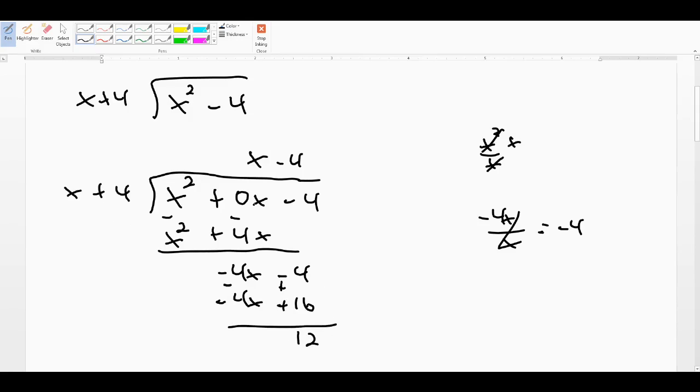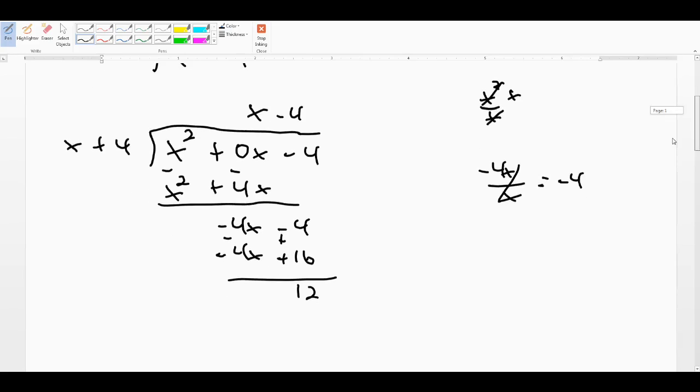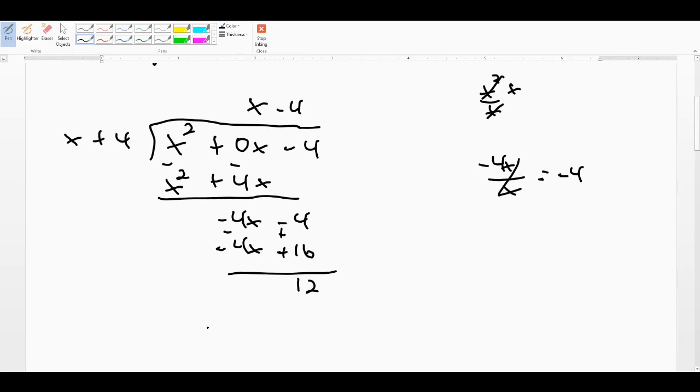But we don't use the remainder in our oblique asymptote, because the oblique asymptote, or slant asymptote, whichever book you're using may use that word, it's going to be y equals the quotient. We don't care about the remainder. It's always y equals the quotient, which in this case is x minus 4.